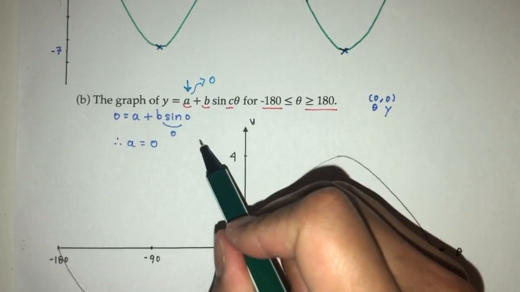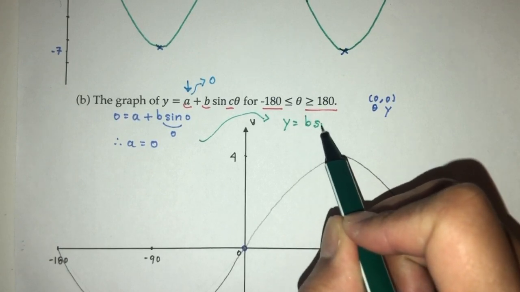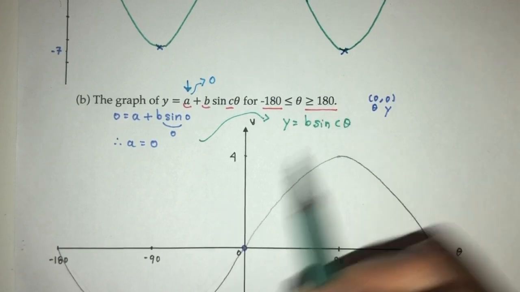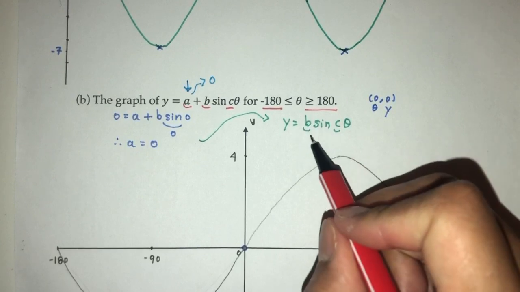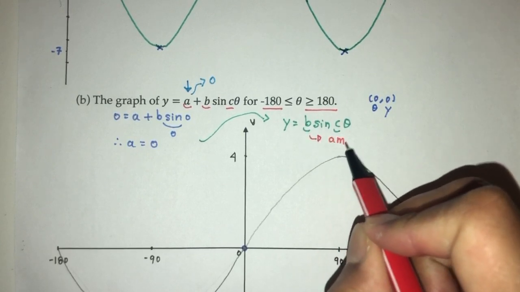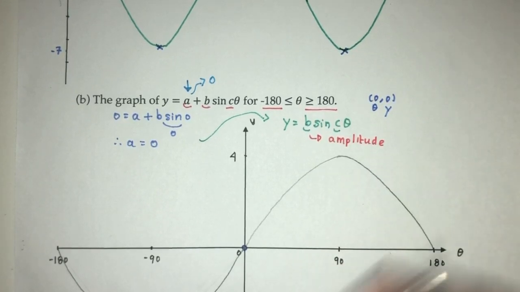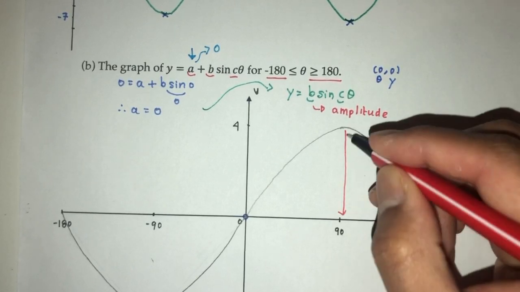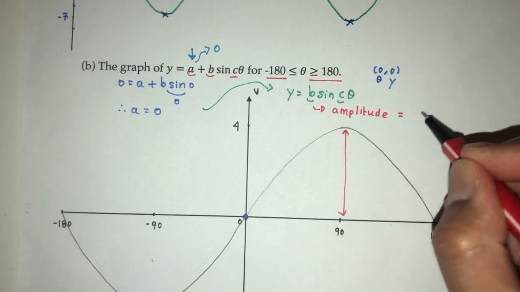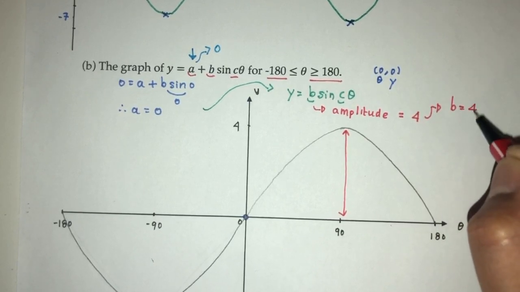Now from this, we can derive that y is now b sine c theta. We have to find the value of b and the value of c. To find the value of b, you have to understand b represents the amplitude of the curve. As you observe, this is the amplitude, right? This distance right here. So as you can see, it has to be the value of 4. Conclusion, b has to be the value of 4.